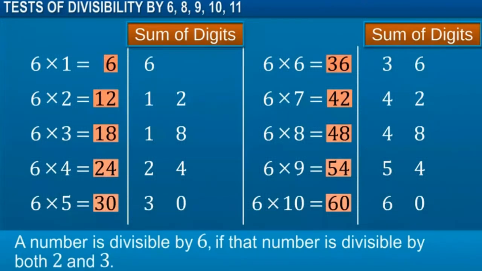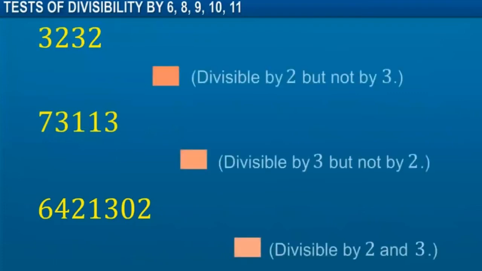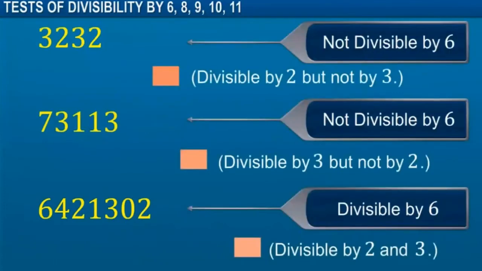Okay, so we have some examples here. Thus, to test if a number is divisible by 6, check if it is divisible by both 2 and 3. Okay, so here 3 2 3 2. Now the last digit is 2. Last digit 2 ആയതുകൊണ്ട് we can say that this number is divisible by 2. Now next we have to check the divisibility of 3. That is 3 plus 2 is 5. Now plus 3 is 8. 8 plus 2 is 10.